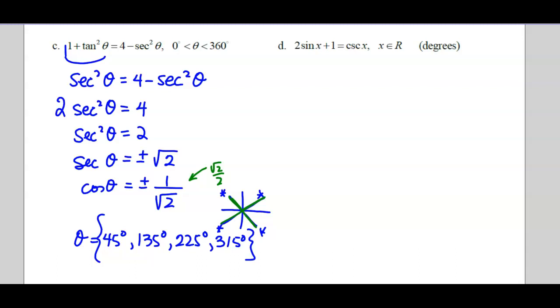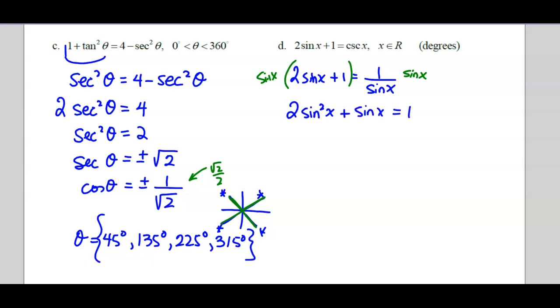Okay, next one. What do you do with that? There's no squares. Multiply both sides by sine x. That's what I did. Yep. Because remember, cosecant x, get that down in terms of sine. It's 1 over sine. So first step here, I'm going to show it like this, and then multiply through by sine x. And then you've got to bring everything to one side and factor.